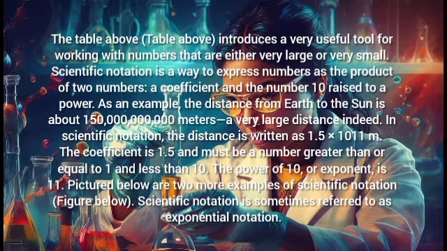www.nist.gov/pml/wmd/metric/prefixes.cfm. The table above introduces a very useful tool for working with numbers that are either very large or very small. Scientific notation is a way to express numbers as the product of two numbers, a coefficient and the number 10 raised to a power. As an example, the distance from Earth to the Sun is about 150 billion meters, a very large distance indeed. In scientific notation, the distance is written as 1.5 times 10^11 m.